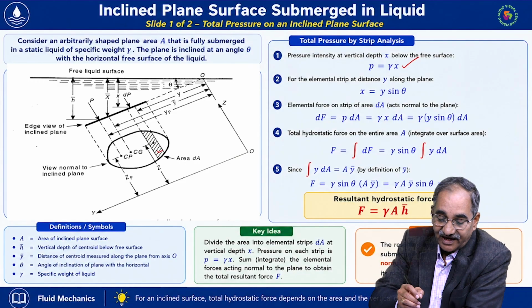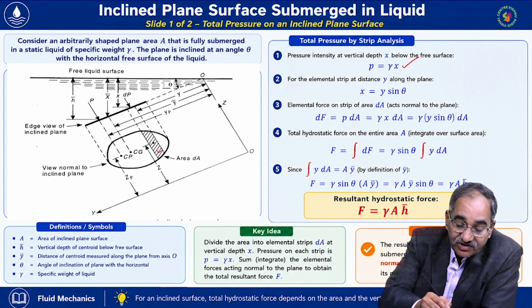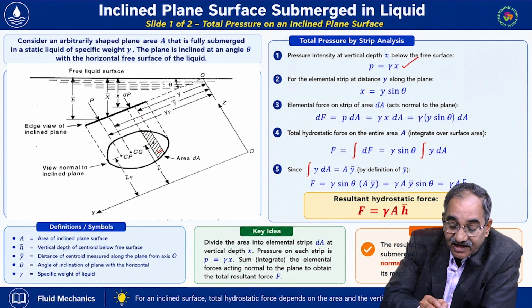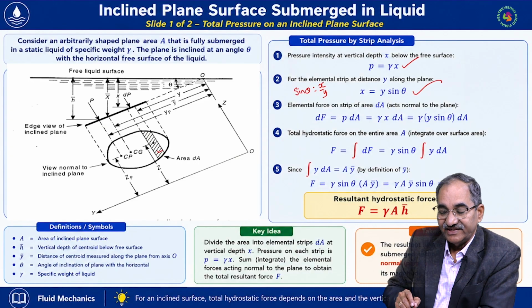So now if I take the angle as theta, and this is x, and this distance I mention as y. So what is sine theta equal to? If I write sine theta is equal to x by y, am I right? Therefore x is equal to y sine theta.